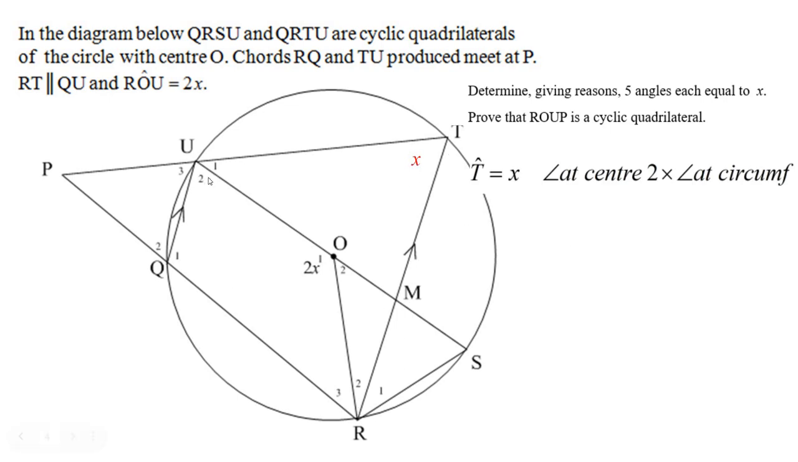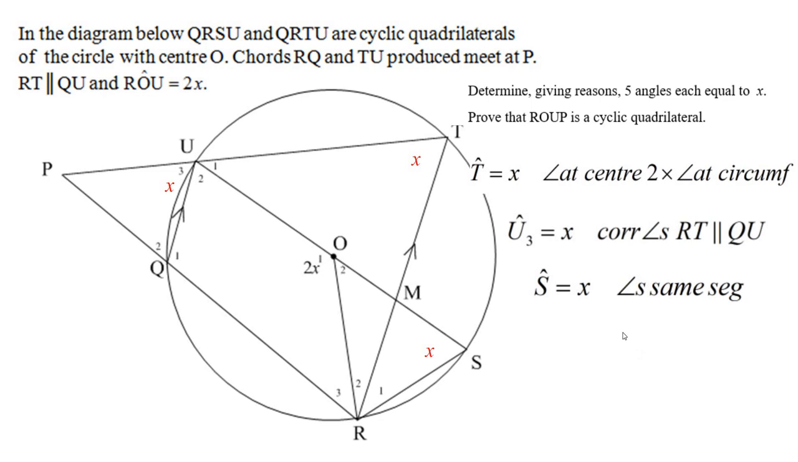Now look at those parallel lines. That's the corners of an F there. U3 and T are corresponding angles. So U3 equals x, corresponding angles, because RT is parallel to QU. But doesn't T, this angle x here, open up to the same RU? Isn't that angles in the same segment? So that's got to be x, angles in the same segment. 6 marks and 3 x's done.